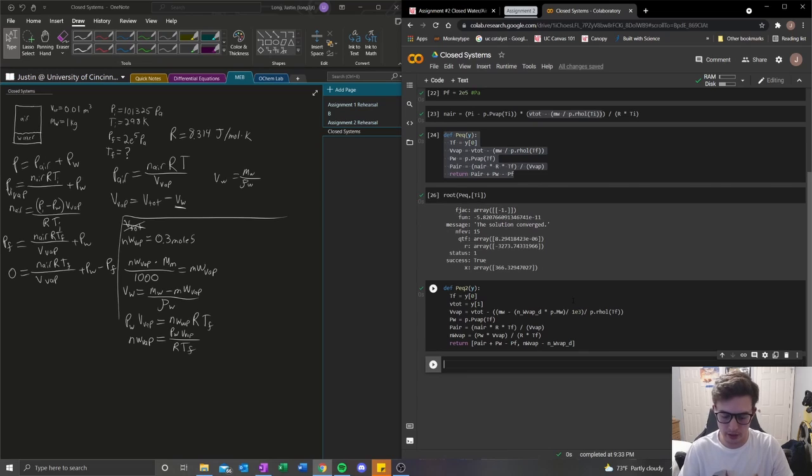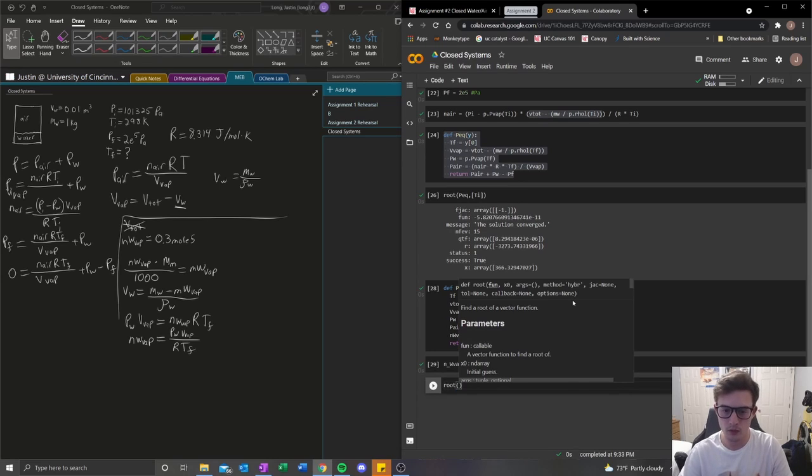All right, and so now we need to give it a value for the number of moles of the water vapor desired, and we're going to set that equal to 0.3, and make sure we remember it's in moles. And then we can just go ahead and solve.